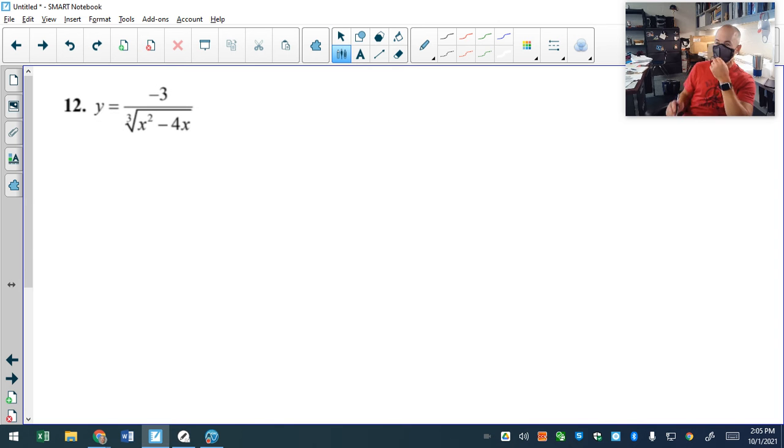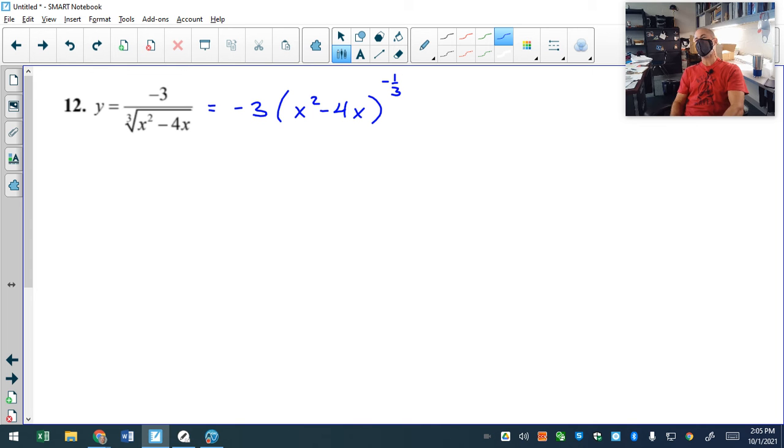Okay, you could do this as a quotient rule. I would not. You're not going to avoid the chain rule. There's no way around the chain rule on this one. And since you're not going to avoid the chain rule, I would prefer to do only the chain rule by bringing that denominator up and raising it to what power? Negative 1/3. It's the cube root. The cube root is the same thing as a 1/3 power. You bring that up to the top, it becomes negative 1/3. And now we have a chain rule.